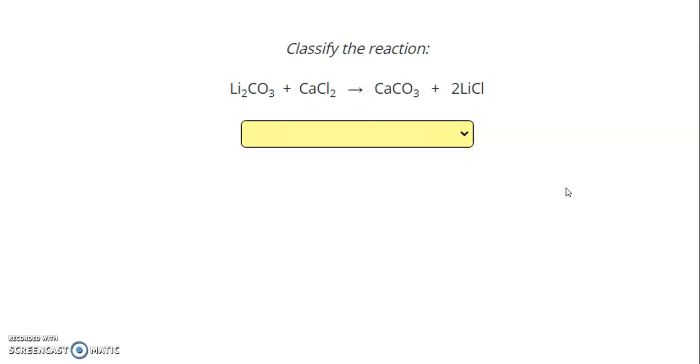Now this one, I'll go ahead and tell you, is double replacement. We start with 2 compounds, end with 2 compounds, similar to single, except look, nobody enters this alone. Lithium and carbonate are in a compound. Calcium and chloride are in a compound. We end with calcium and carbonate in a compound, lithium and chloride in a compound. Because everybody starts and ends in a compound, and you'll notice the carbonate and the chloride switched places, they kind of swapped. That's double replacement.